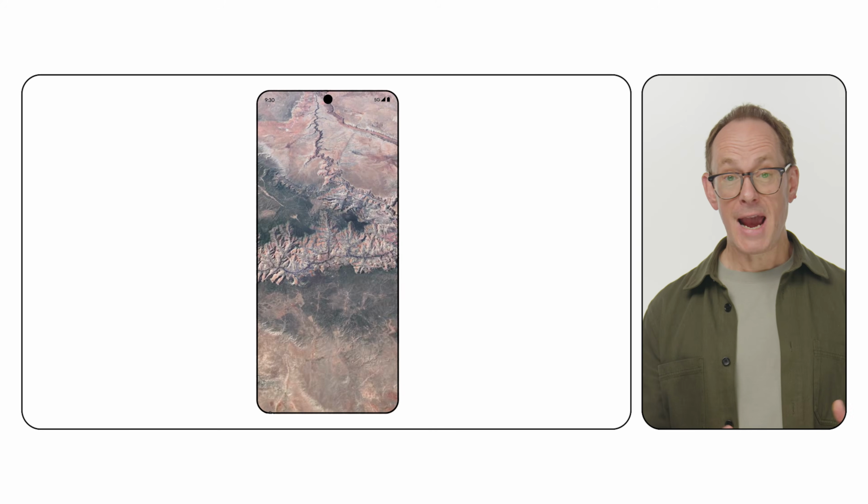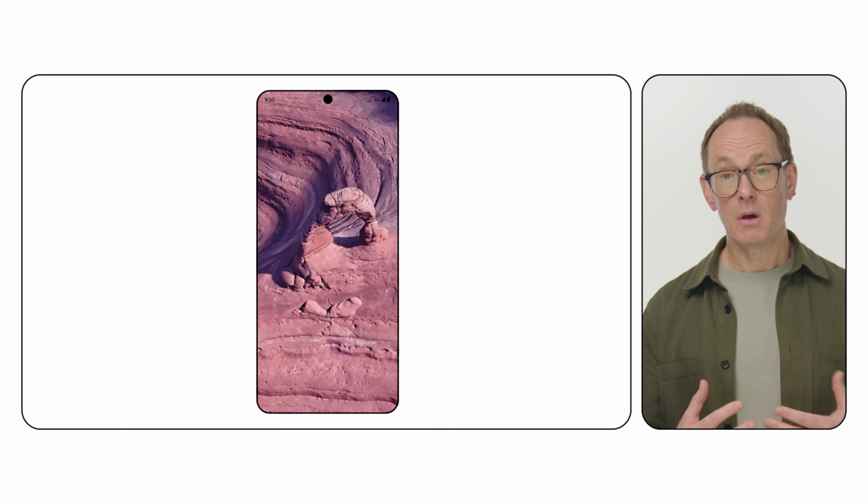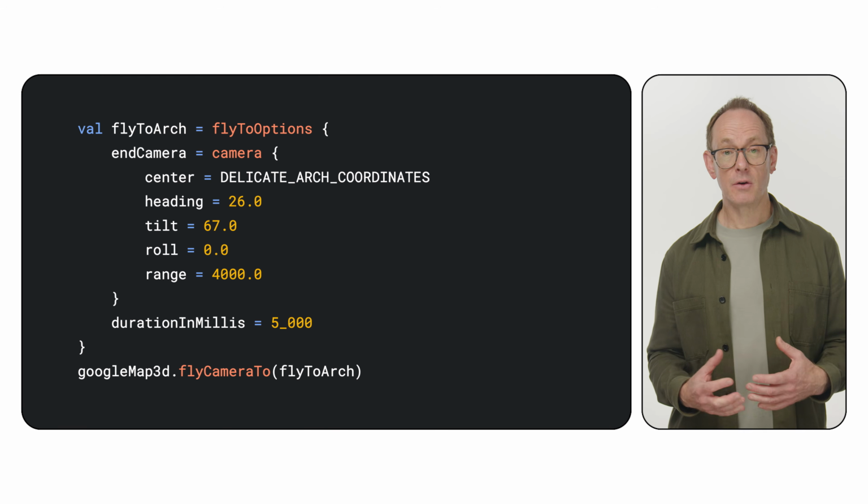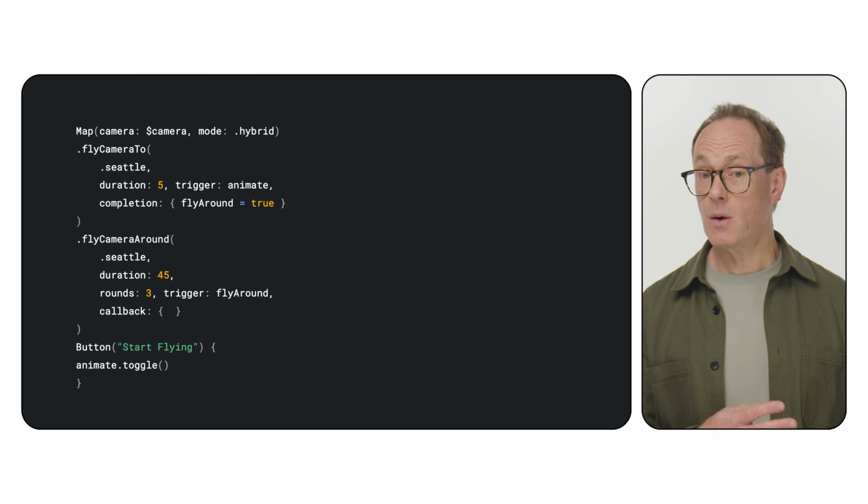The API and SDKs give you all the control you need to make your markers and models display just how you want them to. And you can animate the camera view using built-in methods or create custom animations. Here's the code for a simple Android example. And here's how you might code it on iOS.